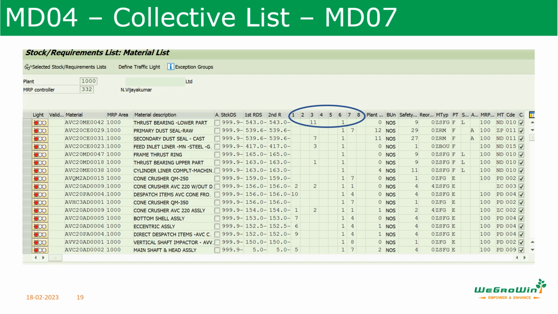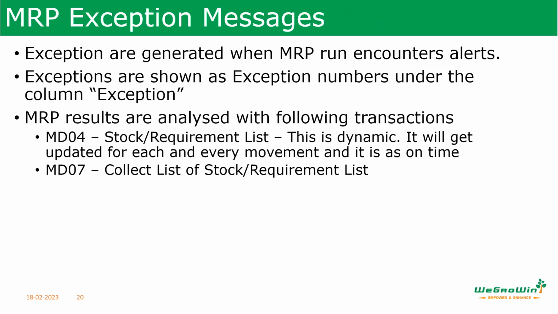The exceptions are listed under the exception groups. You can see here 8 groups, 8 columns. Under each group, we can see how many exceptions there are. Individually, we can see them by selecting the particular line item and viewing the respective stock requirement list. Now, we'll see what the exception group means.